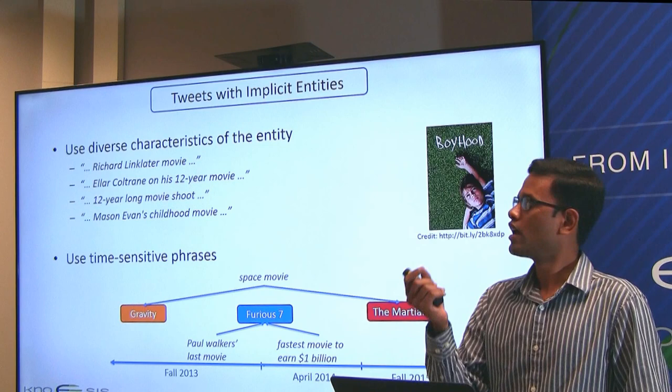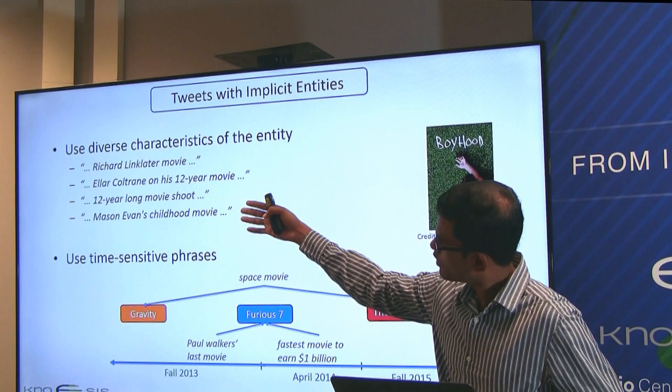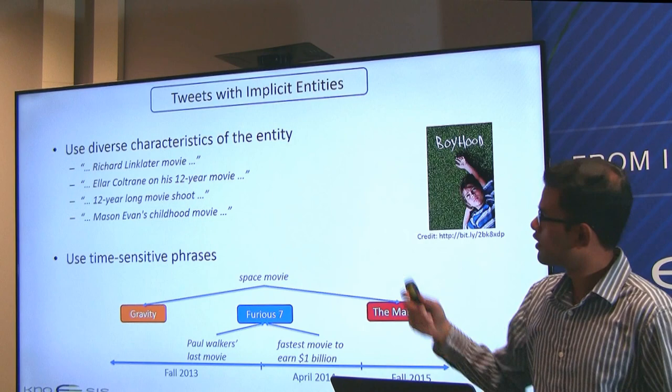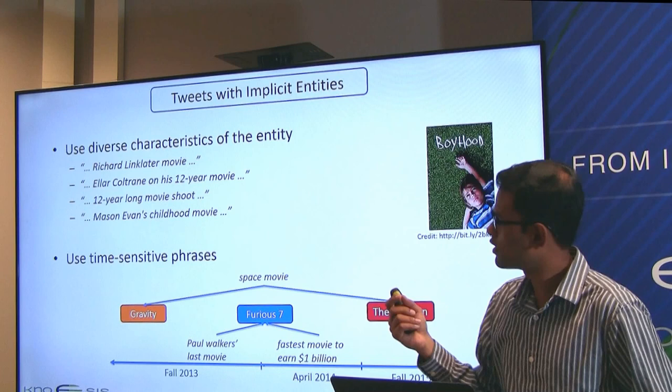And so here, these are four different phrases that people use to refer to the movie Boyhood. And you can see they use very diverse knowledge about the movie Boyhood, right? The first one is the director, the second one is the actor, the third one is a very distinct feature of the movie, and the fourth one is a character of the movie.